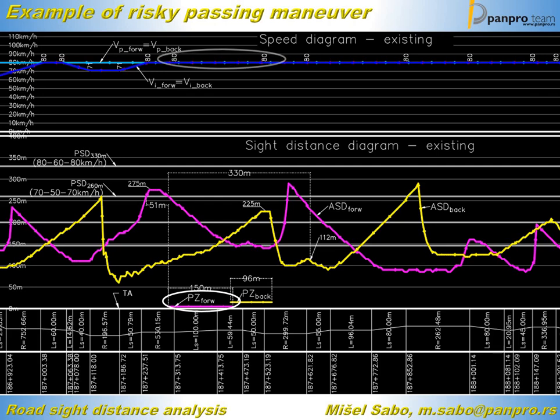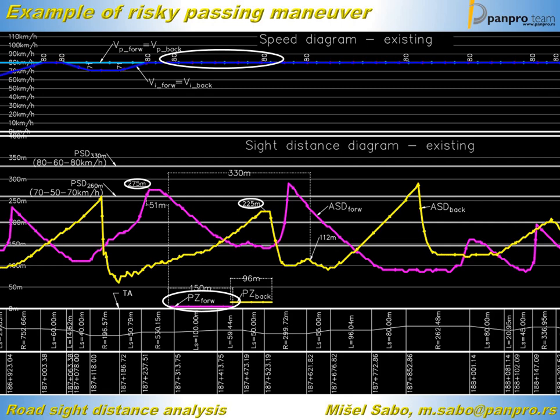In the sight distance diagram, you can see a reference line that indicates 330 meter of passing sight distance, which is valid for the speed ratio 80-60-80 km per hour in accordance with Serbian norms. However, you can see from the diagram that available sight distance in the forward direction reaches a maximum of 275 meter, and in the opposite direction up to a maximum of 225 meter.